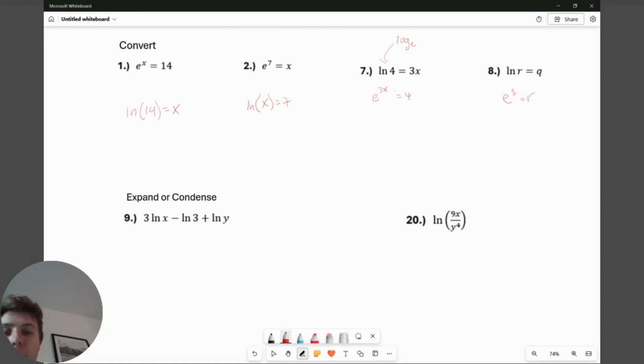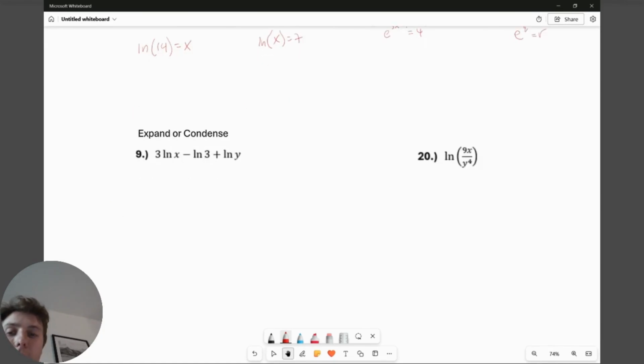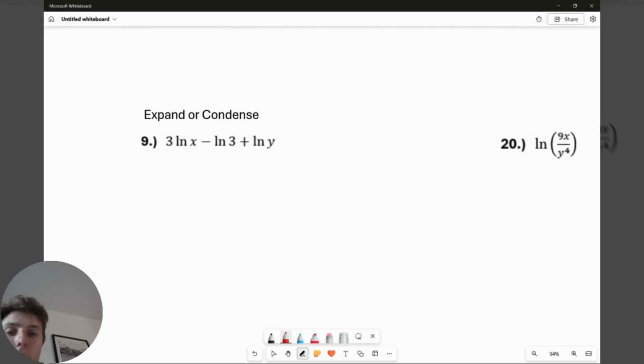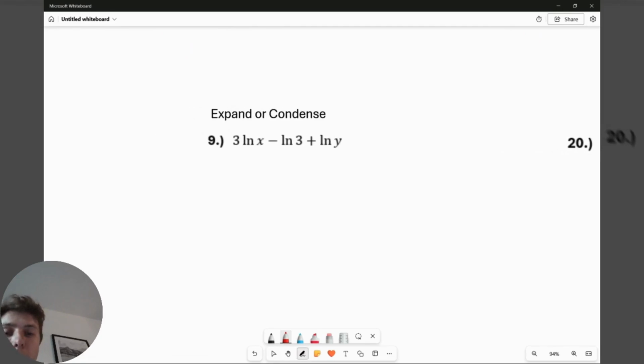Other processes we've learned with logs is expanding and condensing them. For example, number 9 and number 20 here. Remember that we want to pay attention to the signs. Whatever the sign is tells you where these different parts go when we make this a singular log. The other thing we pay attention to is any of the values in front of the logs. If there's values in front, that is an exponent on whatever is on the inside of it.